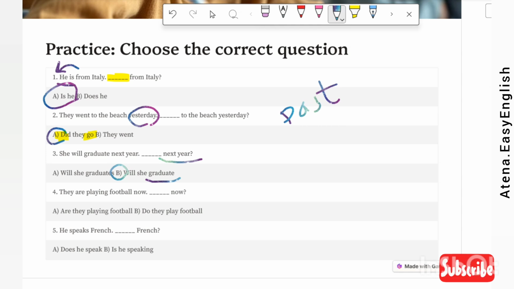Number 4. They are playing football now. It's about now. It's continuous, yes? So we should use present continuous. Are they playing football now? And the last question. He speaks French. Is simple present. Does he speak French? French, yes. We use does. Very well.